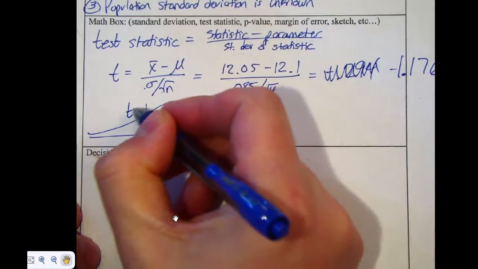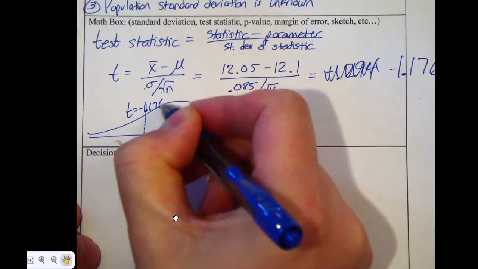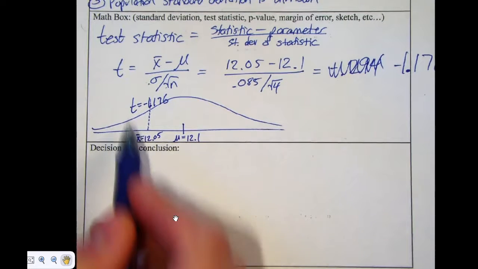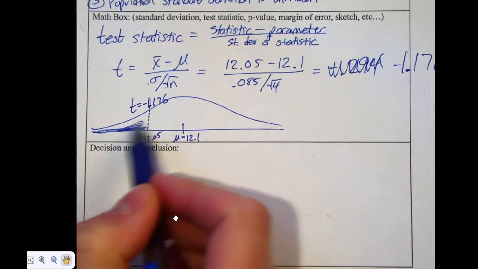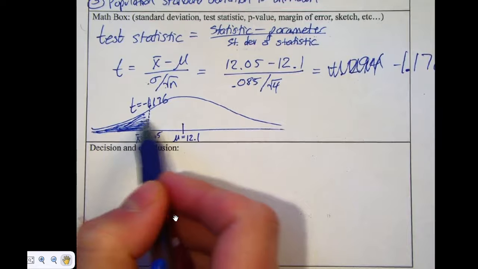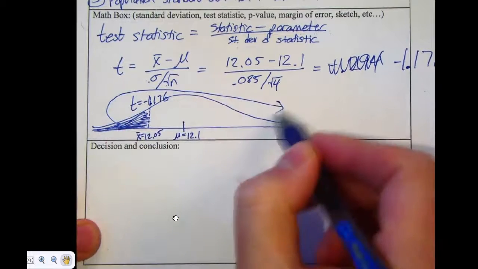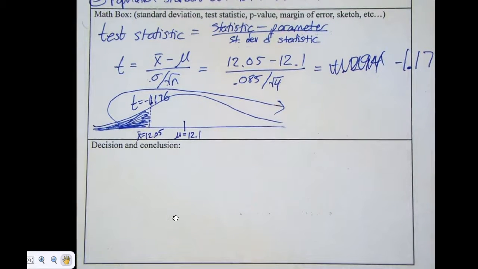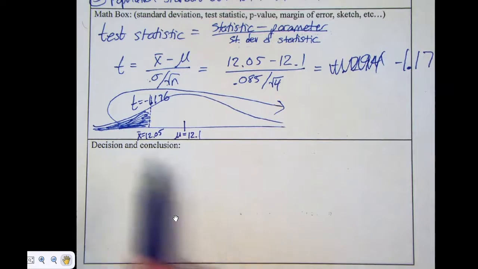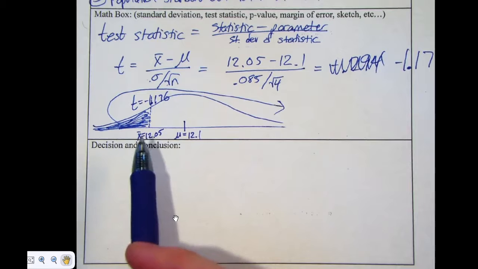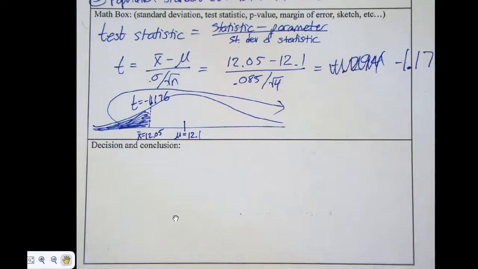All right. So over here is t equals negative 1.176. What we're going to do is find this shaded area, the size of that shaded area. We're going to do that over here, but I'll do it in a second. But think about it: that shaded area is very small. Does that make you think that the original claim is wrong or okay?